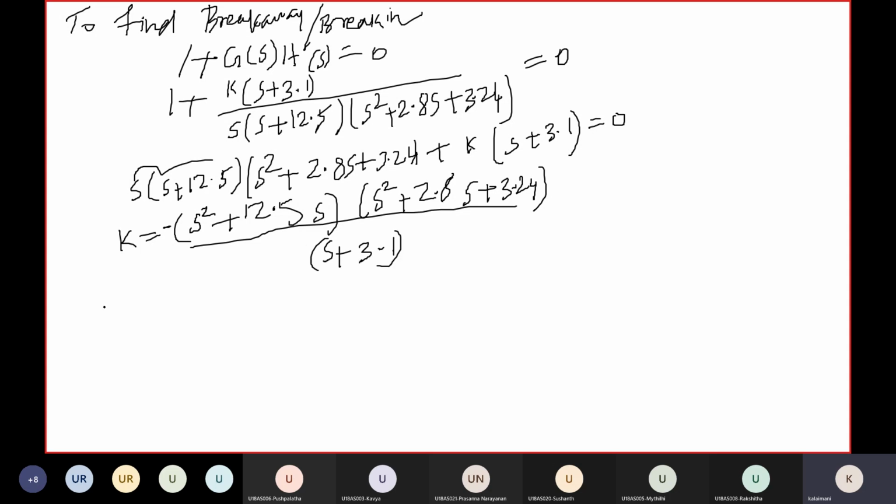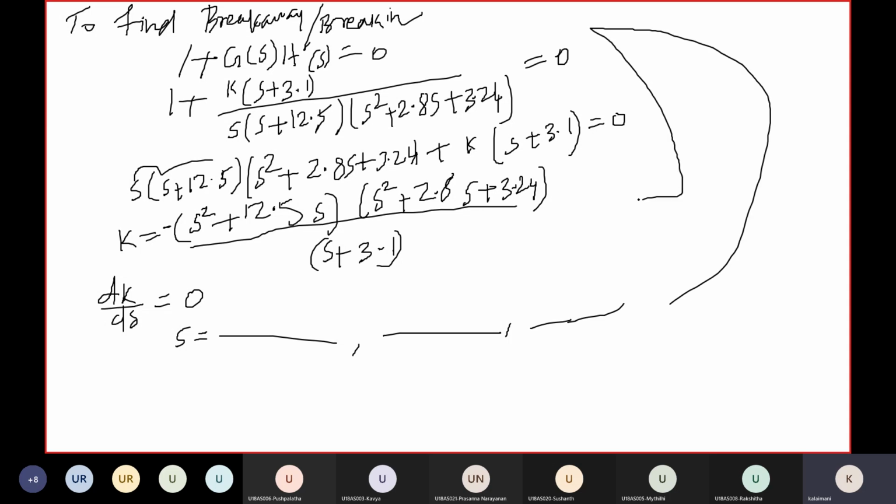this whole thing with a minus. This is the K value. Then if you differentiate dK by ds and set it equal to 0, from that I find the s values. If we have some s value, I am going to substitute this s in the given K equation. If I get the K value positive and real, then the respective s may be a break-away or break-in point. So in this problem, we don't have any break point. So if we differentiate dK by ds equal to 0, then we find your s values.